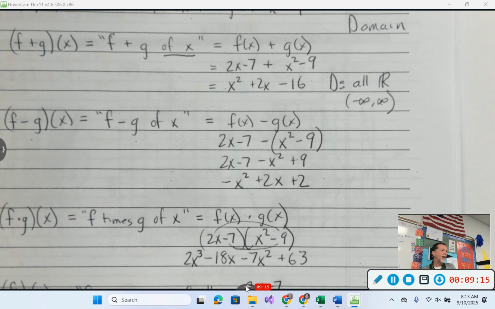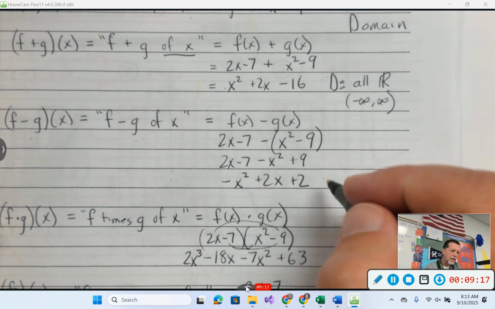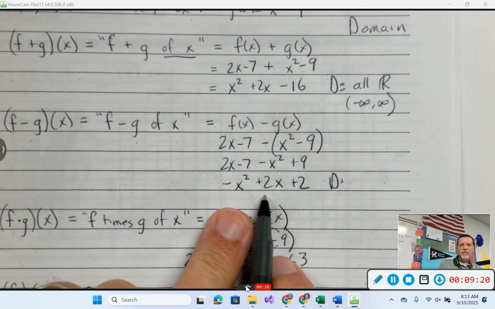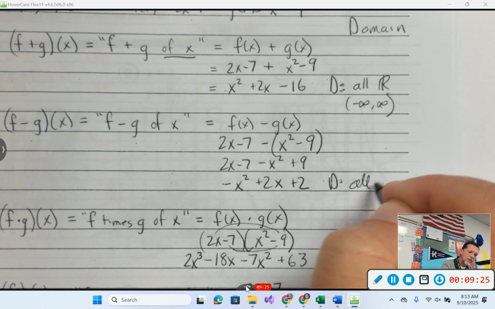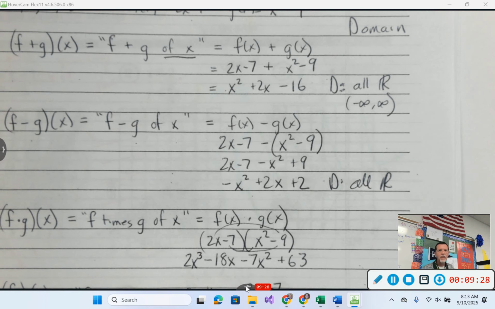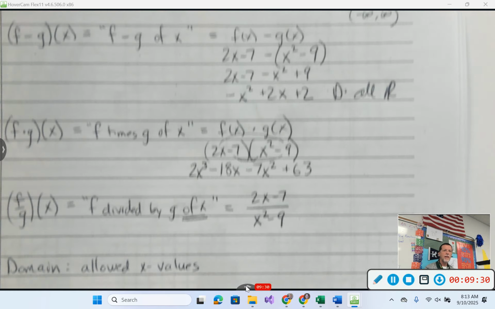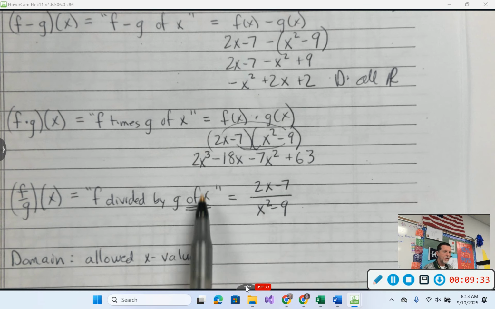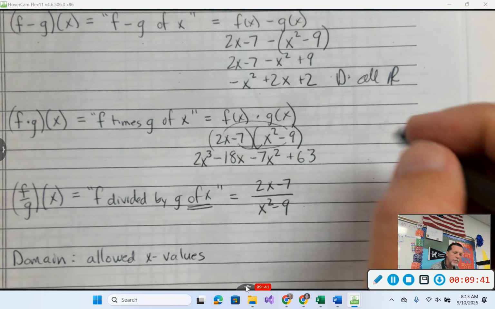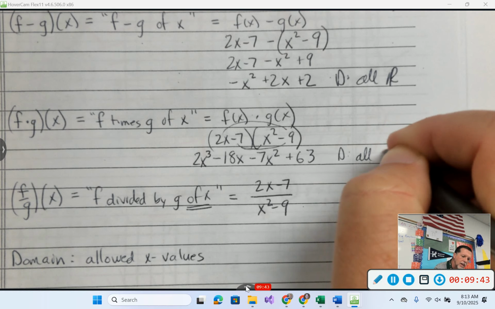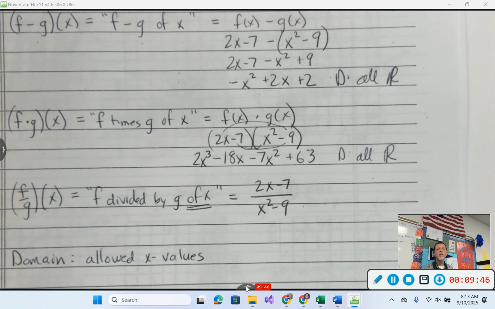I can plug in anything, everything will be fine. Alright, next one down. Negative x squared plus 2x plus 2. Same thing. I can plug in anything I want there. All is good. This third one's got an x cubed, but that's fine. I can still plug in positives, negatives, zeros. Like there's no problem there. I can plug in whatever I like. So if all of these are all real numbers, why are we even talking about this?